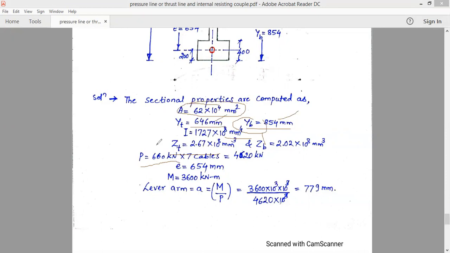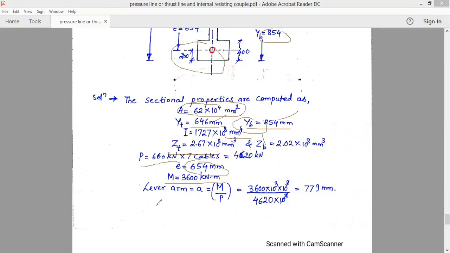And eccentricity we can calculate, it is the distance from CG of the member to the CG of the cable. So for the CG of the member, from the YB we can calculate, it is 854, and cables are located at a distance of 200 mm from the soffit, which can be observed here. So 854 minus 200, so it will be 654. Very simple to calculate this. And moment, we can calculate the moment also. It is by calculation 3600 kilonewton meter, that is by the WL square by 8 formula.